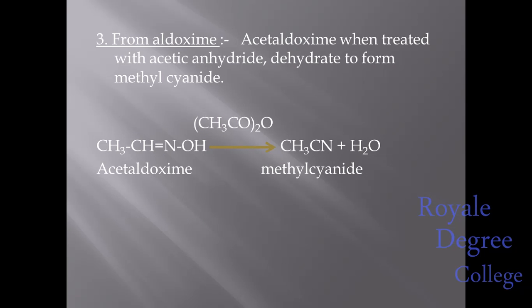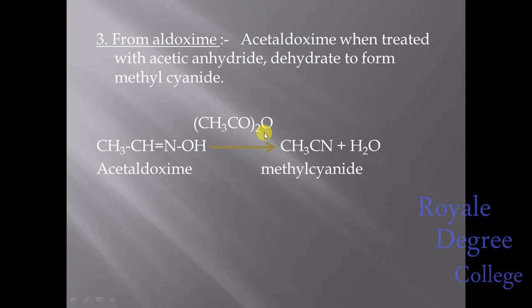Next preparation we will see of cyanide, that is from acetaldoxime. Acetaldoxime, when treated with acetic anhydride, dehydrates to form methyl cyanide. Dehydrate means removal of water molecule will take place from acetaldoxime and we are getting the methyl cyanide. See the reaction, CH3 single bond CH, double bond N, single bond OH. It is nothing but acetaldoxime, in which we are adding acetic anhydride.